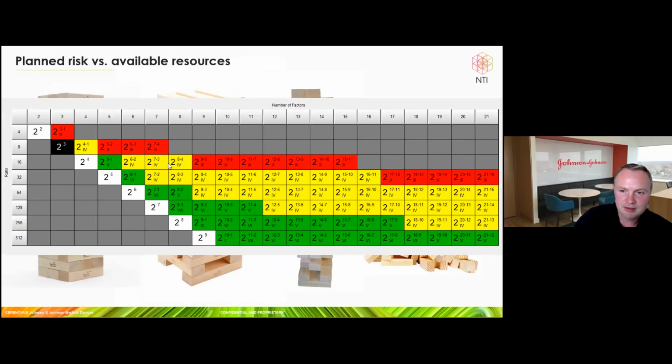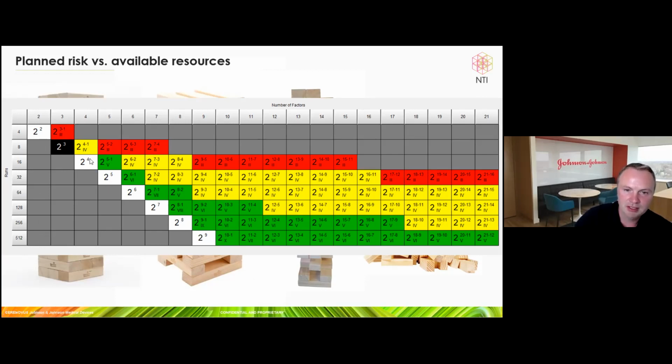And this kind of grid work here shows an example of how you might do that selection of how many factors or how many runs you can leave out and still get valuable information. So what we're looking at here is an example of experiments with different numbers of factors, so 2, 3, 4, 5, 6 across the top, and then how many runs if you were to run these sets of conditions here along the left-hand side.